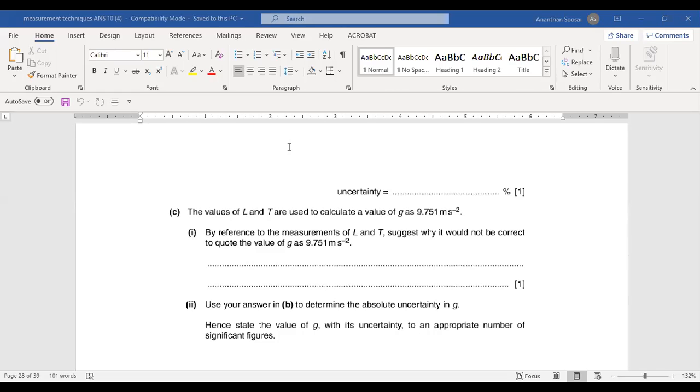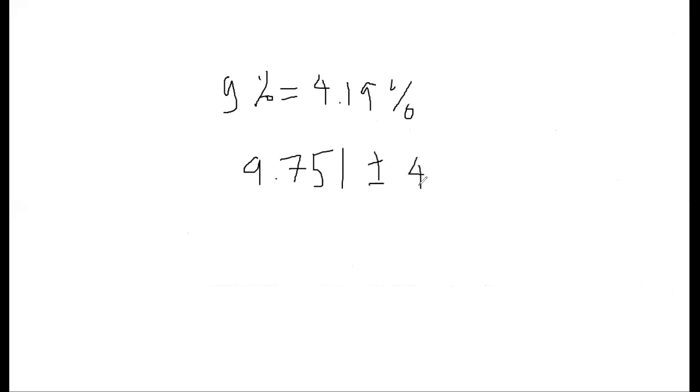Okay, so I need your feedback. So the percentage error for g is how much? 4.19%. The student got how much? 9.75. The error is plus minus 4.19%, right? So 4.19% of this is how much? Give me the value. 0.04 times this. What do you get? 0.41.